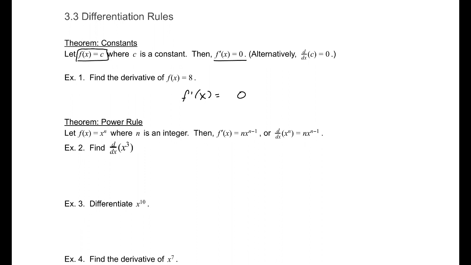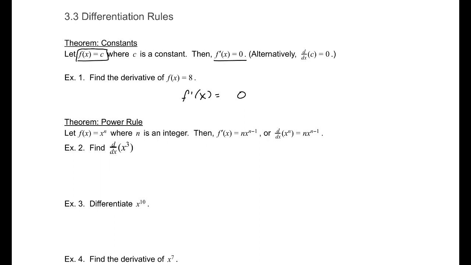The power rule is a really valuable rule. Let f of x equal x to the n, where n is an integer. Then f prime of x equals n times x to the n minus 1. Or, said another way, d dx of x to the n equals n x to the n minus 1.